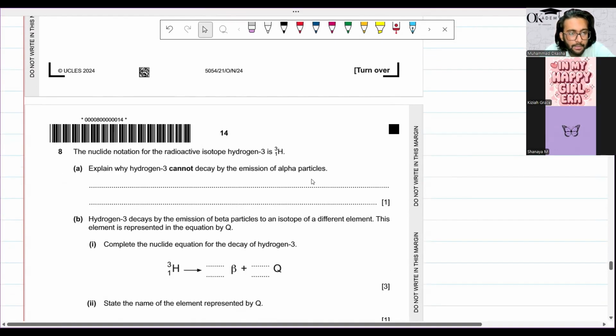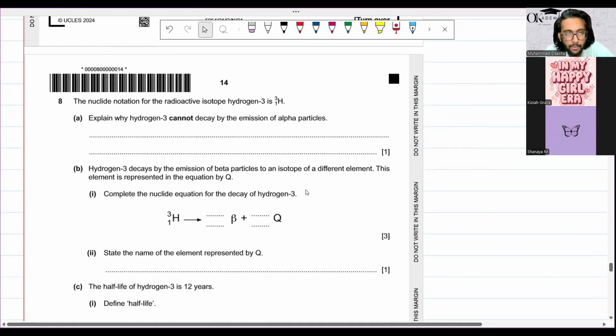Question number 8. A nuclide notation for the radioactive isotope hydrogen-3 is H31. This is one of the isotopes of hydrogen. Can you tell me the number of protons and neutrons in it? The atomic number is 1, which means it has 1 proton, and the number of neutrons would be 3 minus 1, which is equal to 2. So it has 2 neutrons and 1 proton.